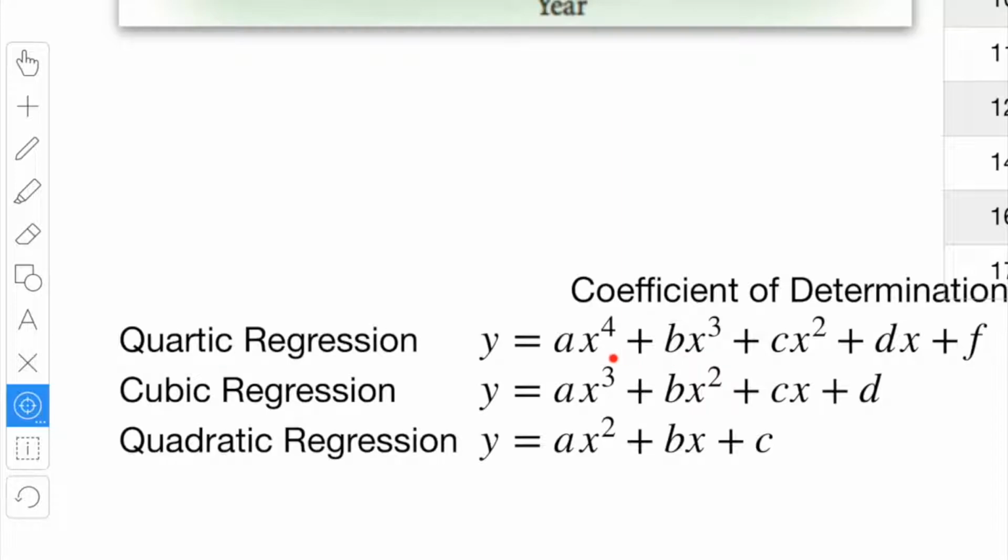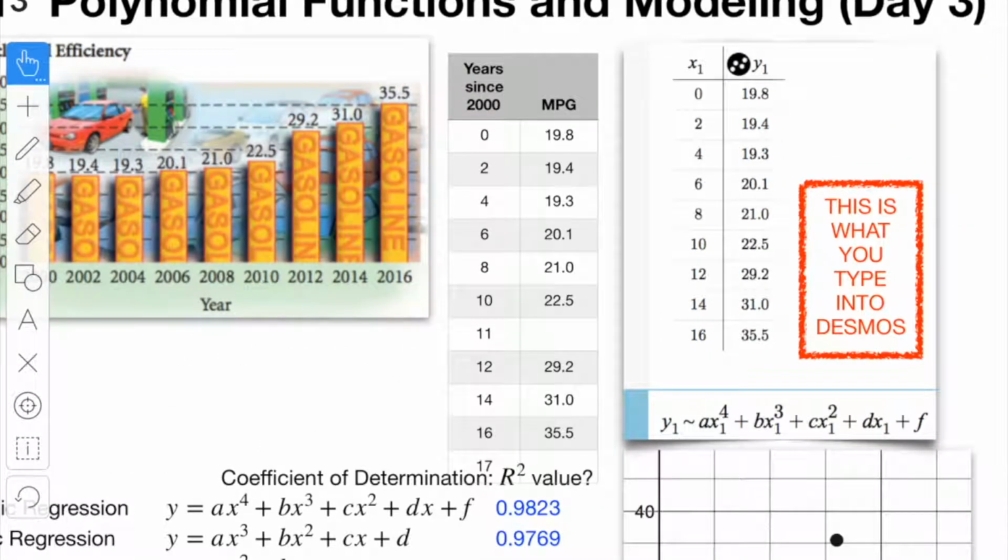And you can see here, if you have a quartic regression, the leading term would be ax to the fourth, and you have all of these numbers to play with, to adjust, to get the curve just right. If you do only a quadratic regression, then you only have three letters to adjust to get the curve just right. More letters means you can get closer to the data. Let me show you what I mean.